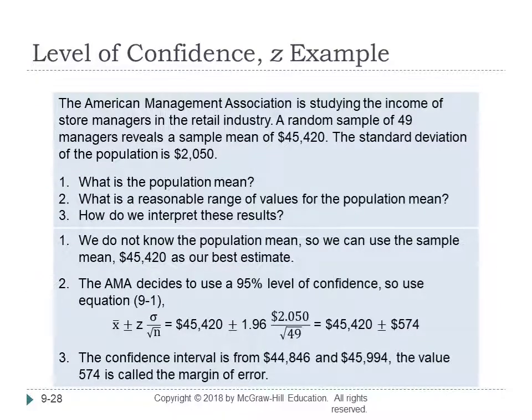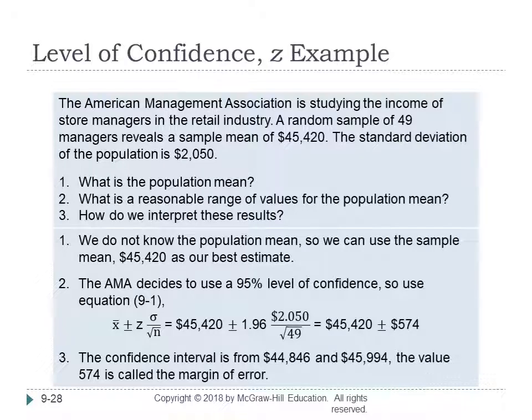Here is an example to set up a confidence interval with a specified confidence level. The American Management Association is studying the income of store managers in the retail industry. A random sample of 49 managers reveals a sample mean of 45,420. The standard deviation of the population is 2050. What is the population mean?